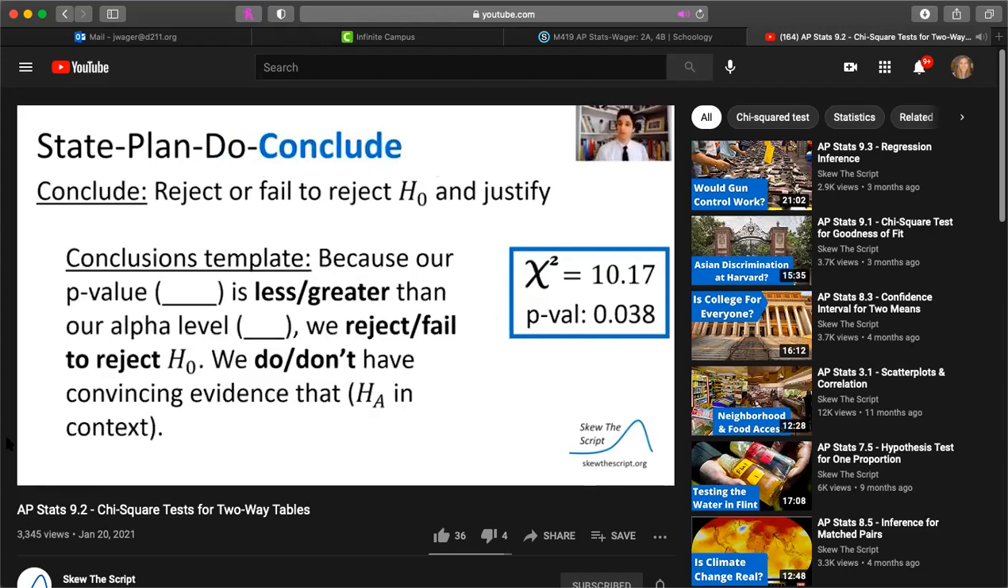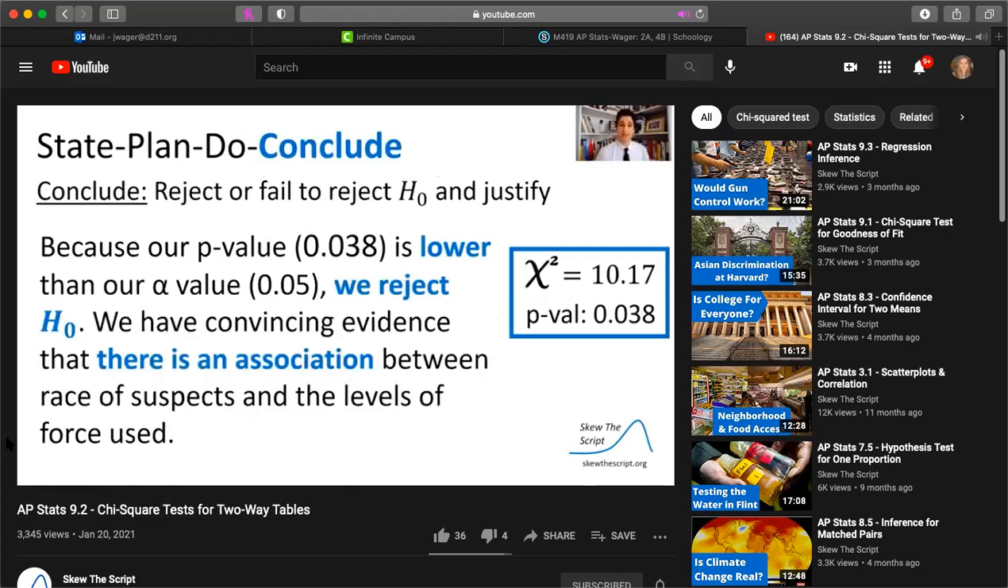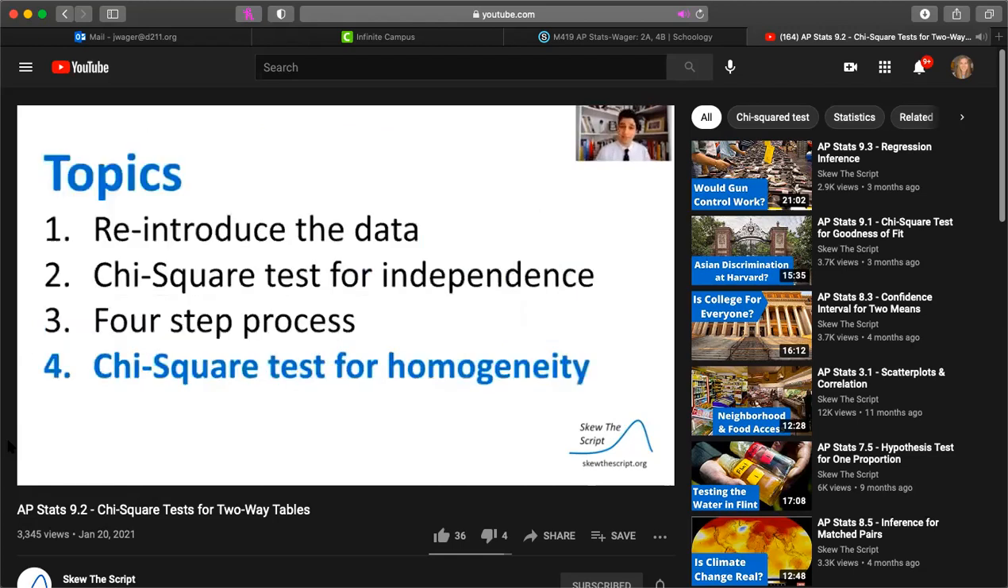We have our conclusions template here. And I'm going to say, because our p-value is 0.038, and that is lower than our alpha value of 0.05, we're going to reject the null hypothesis. We have convincing evidence that there is an association between the race of suspects that were stopped and the level of force used against them.